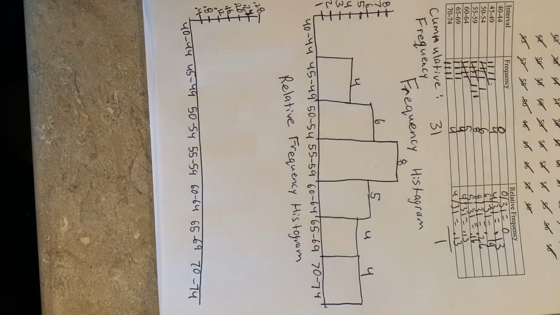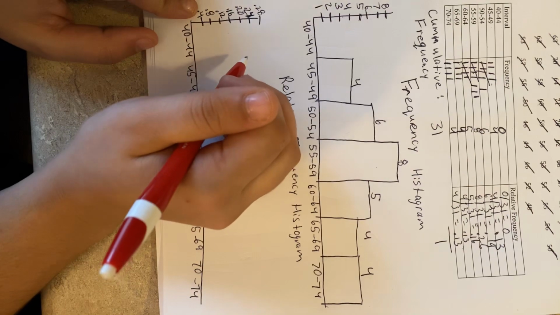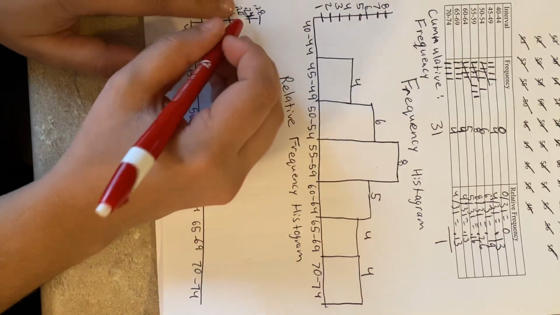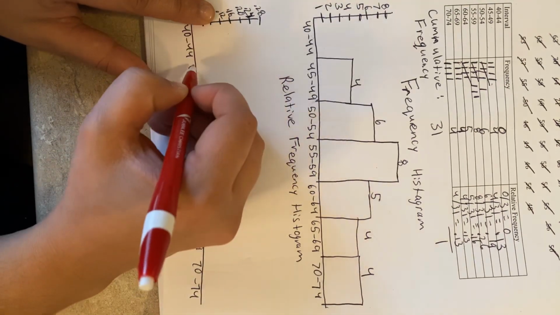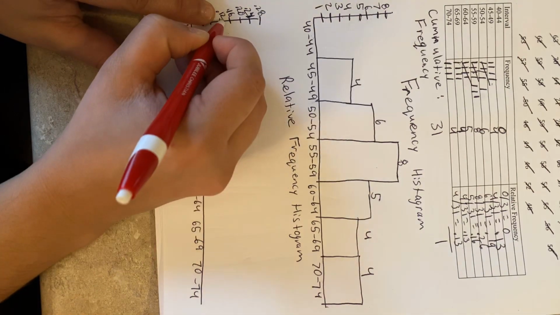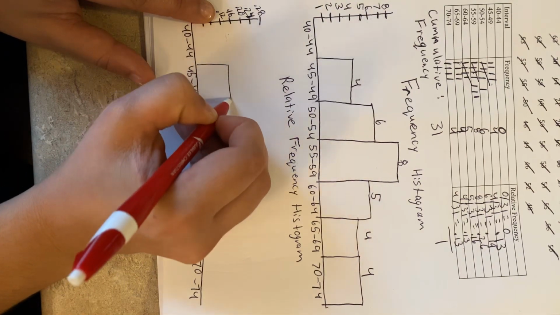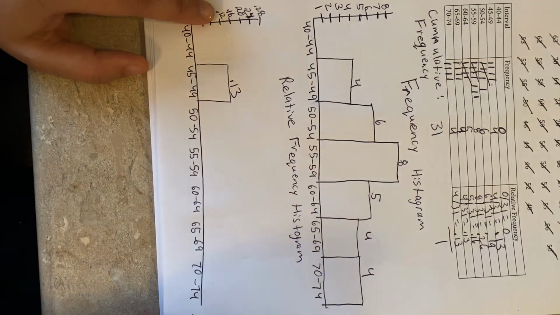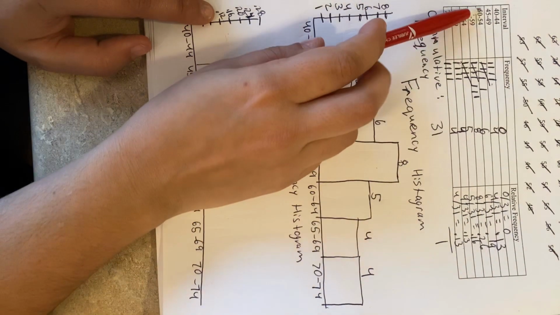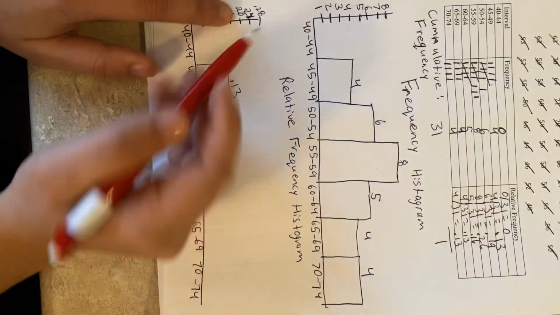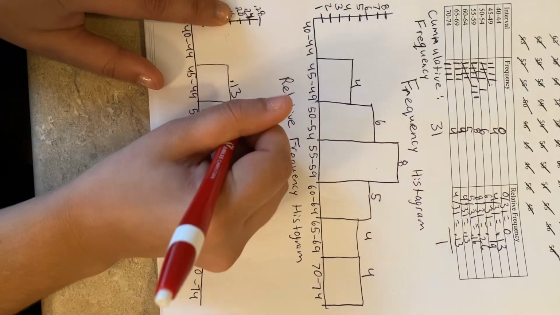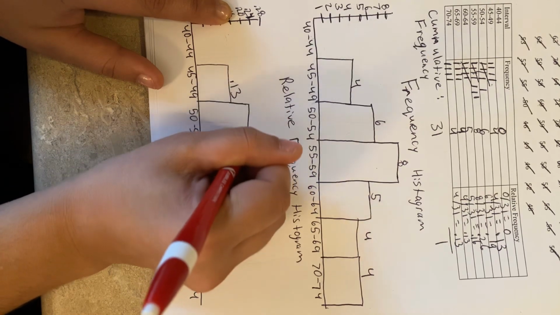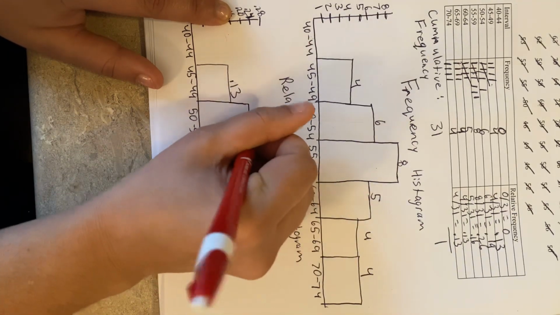So, all right, for my first one, we were at 0 there. For 45 to 49, we were at 0.13, so that's a little bit over that 0.12 mark, so we're a little bit above there. And then at 50 to 54, we were at 0.19, so that's a little bit below that 0.2 increment.